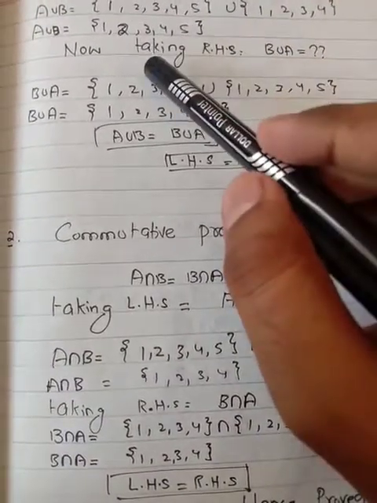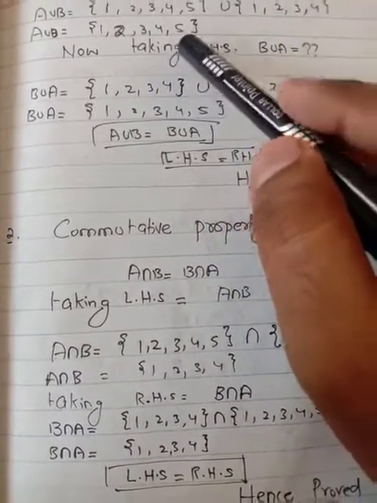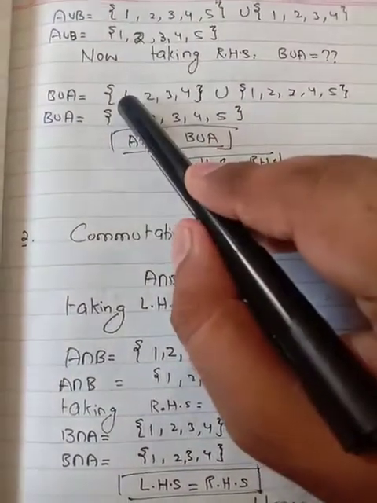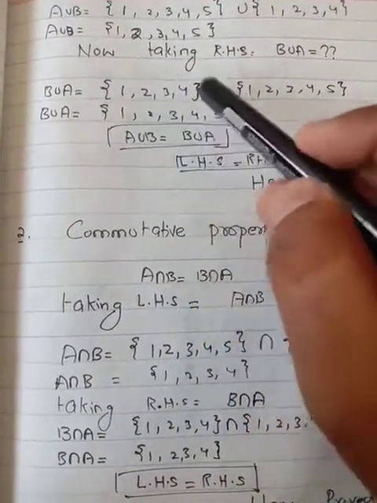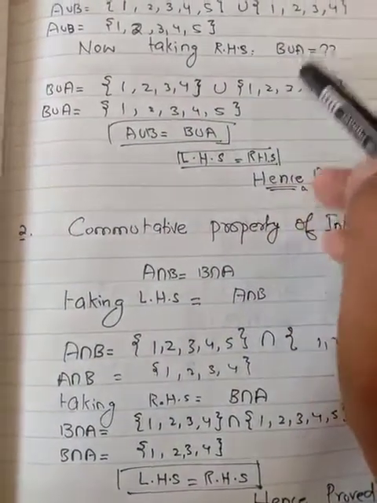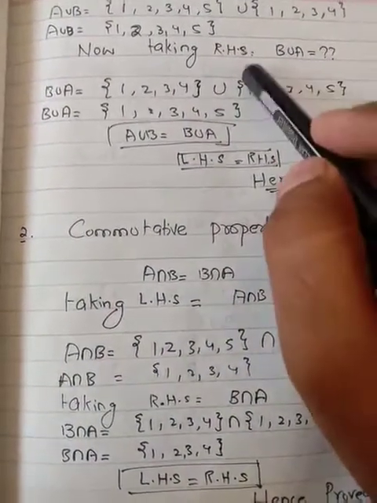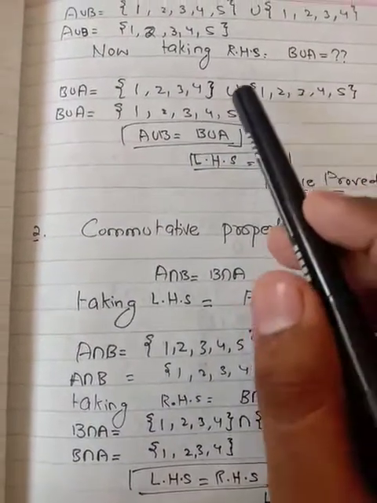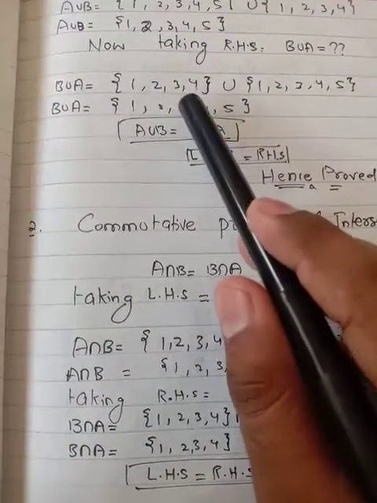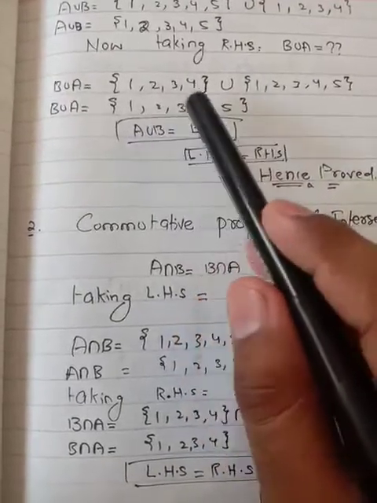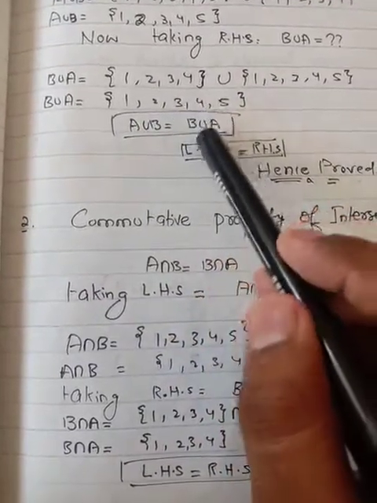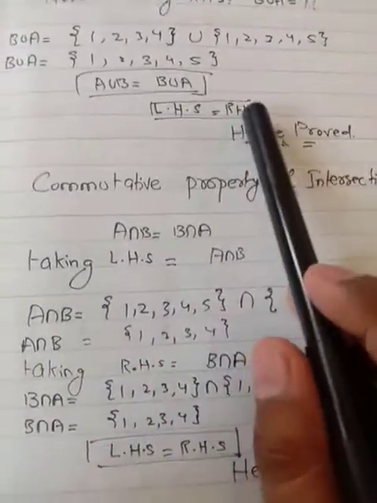Now we will move toward the right hand side, B union A. B is 1, 2, 3, 4 and we will find the union with A set, that is 1, 2, 3, 4, 5. The union of both sets will be 1, 2, 3, 4, 5. The answer of this side is equal to the left hand side, hence both answers are the same. So we can say A union B is equal to B union A. Left hand side equals right hand side, hence proved.